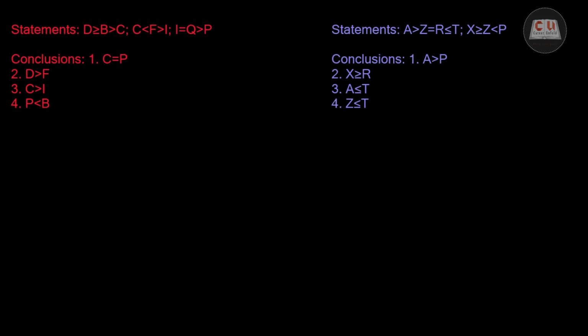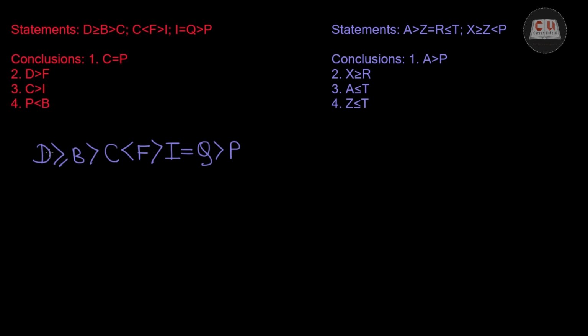Alright, so let's start. We have D is greater than equal to B is greater than C. Now in this equation we see C is less than F, so we write less than F, and F is greater than I, so we write it this way. And continuing further, we see I is equal to Q and Q is more than P. So this is a single statement that we've gotten out of these three individual statements. So this is what you're supposed to do when you have multiple statements.